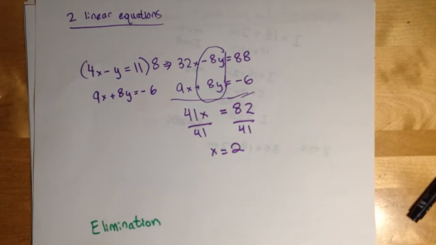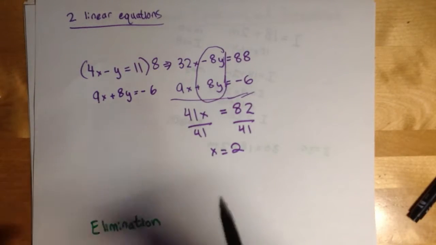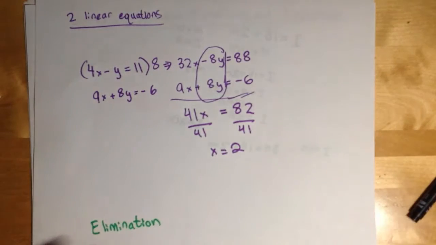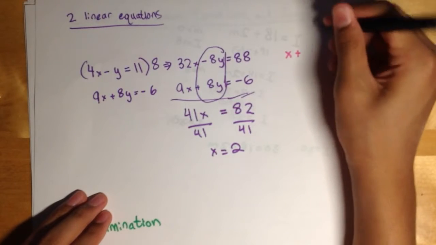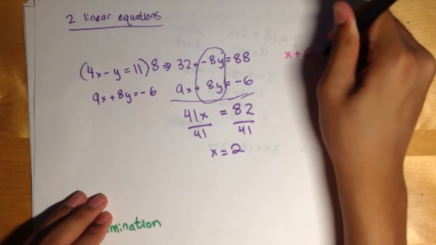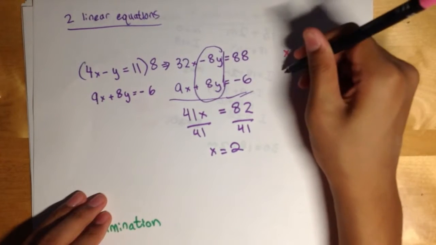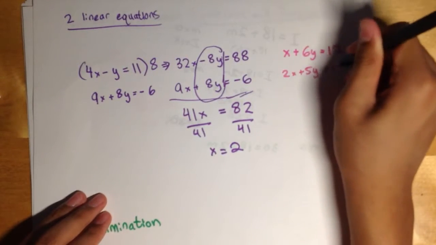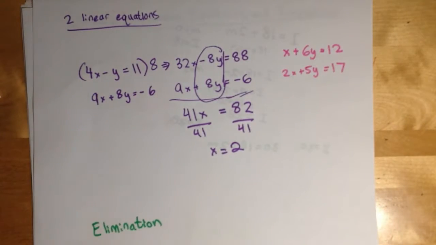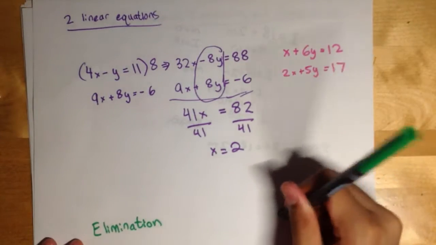Let's look at the second type of this. We can look at it on the very same paper. So this second set of equations, let's do this in a different color: x plus 6y equals 12, 2x plus 5y equals 17. So this second method is called substitution.